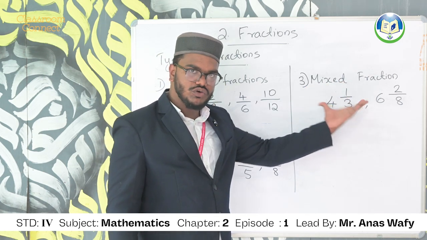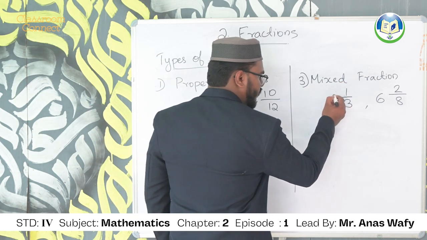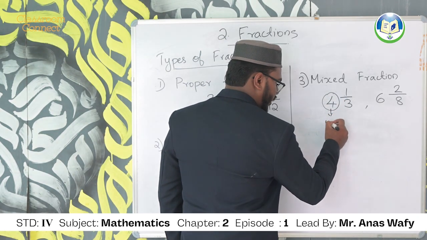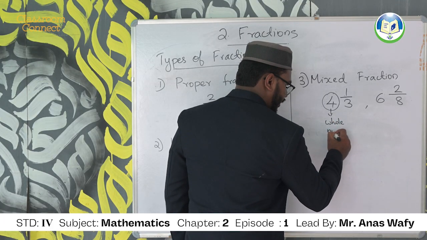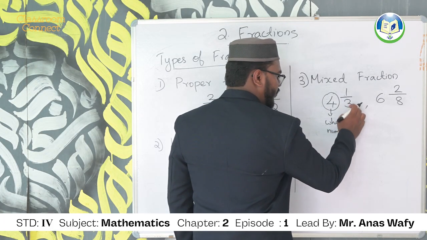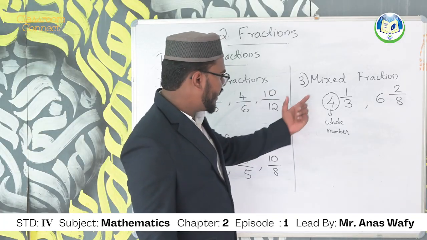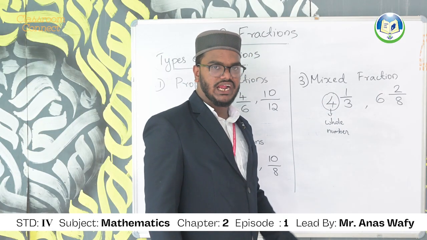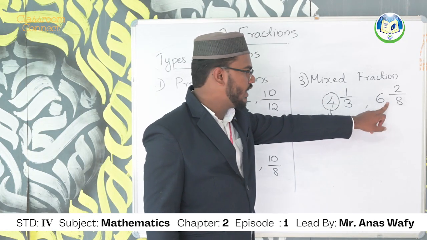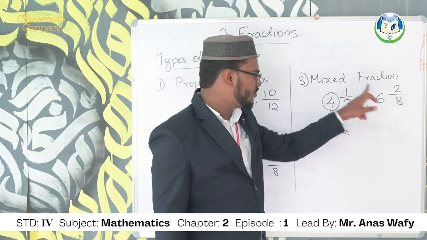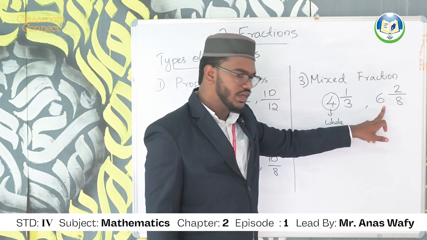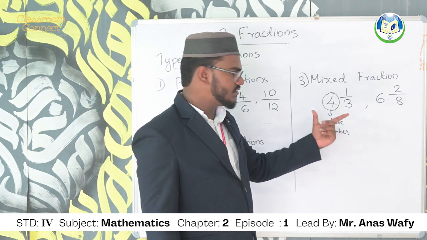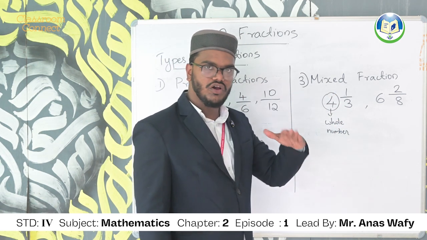So here there are two types of numbers. This one, the 4, which is written in a larger font, is called a whole number. And 1 by 3 is a fractional number, right? So a mixed fraction is a combination of a whole number and a fractional number. Here also 6 is a whole number and 2 by 8 is a fractional number. So a mixed fraction is a combination of a whole number and a fractional number, and many operations on mixed fractions will be studied in your higher classes.